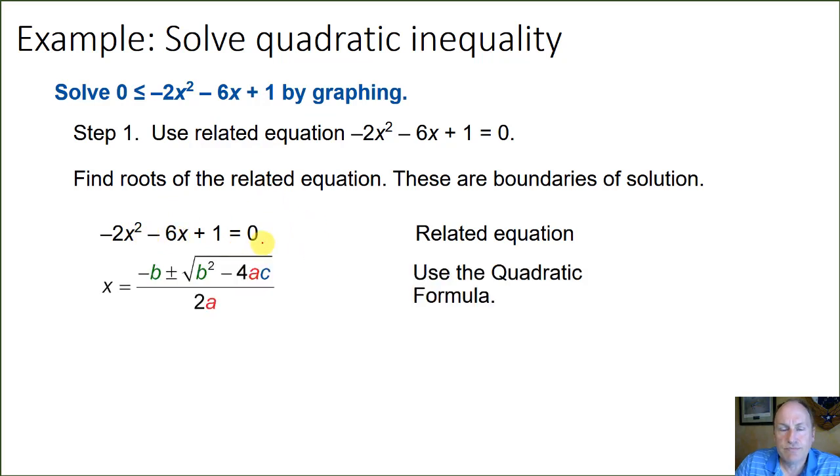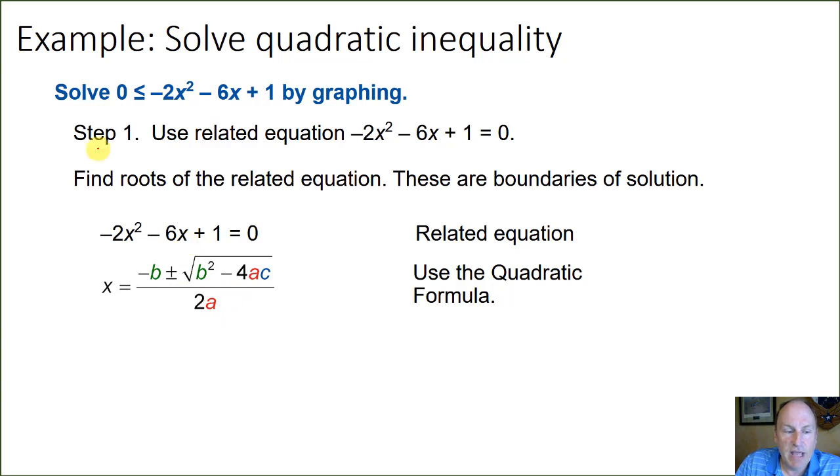This one doesn't factor, so we're going to use the quadratic formula. And again, you can always use the quadratic formula on any quadratic. It's going to work every time. It's just a little bit more complicated. That's its downside. So you may recall it's negative b plus or minus the square root of b squared minus 4ac all over 2a.